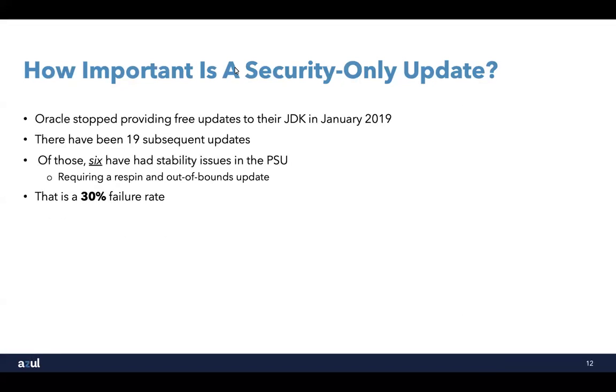Now, that's one example. Does that really happen that often? Actually, it does. So if we look at, again, going back to January 2019, which is when Oracle stopped providing free updates to their JDK, there've been 19 updates since then. And of those, 6 have had stability issues in the PSU. Now, that might sound quite bad. I mean, that's a 30% failure rate. But remember that, when we're making changes to things, you can't test everything each time you go through there. And so the chances of this happening are quite high. But it does mean that with that kind of need to address vulnerabilities quickly, having access to the security-only update is very, very important.